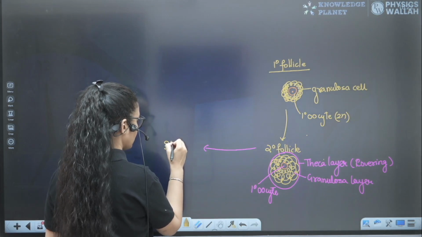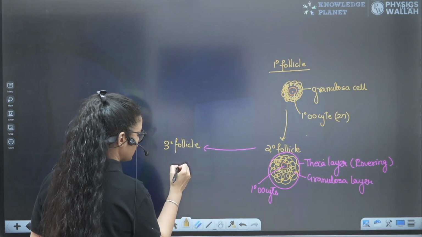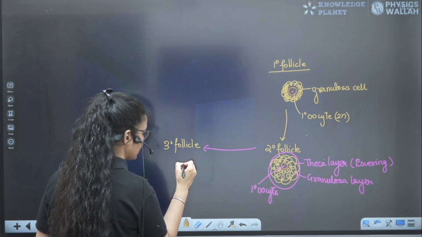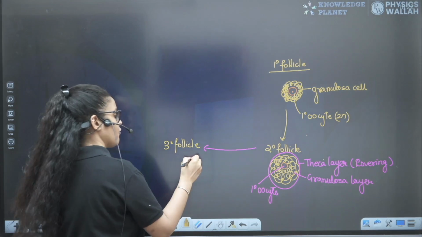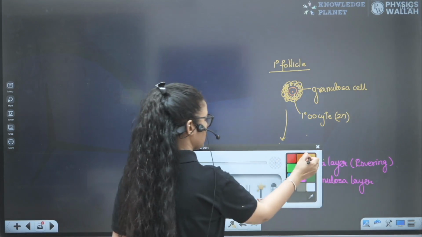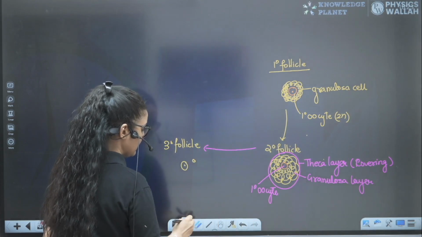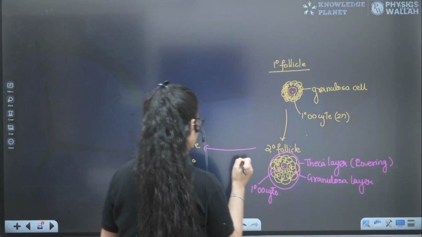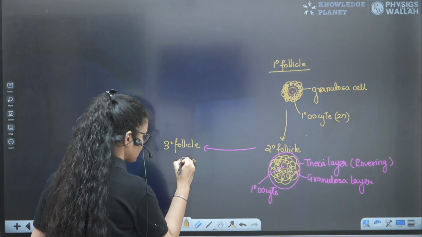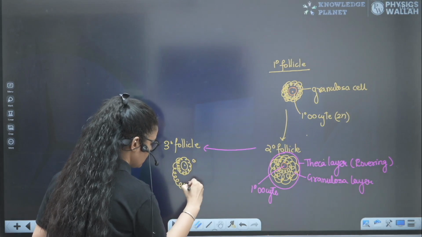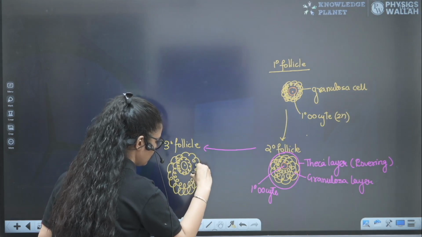So it will mature into the tertiary follicle. In the tertiary follicle, it will complete its meiosis 1. And it will form the first polar body, which will degenerate, and obviously the secondary oocyte, right? So this is the secondary oocyte, obviously covered by the granulosa cells. This is the granulosa cell.